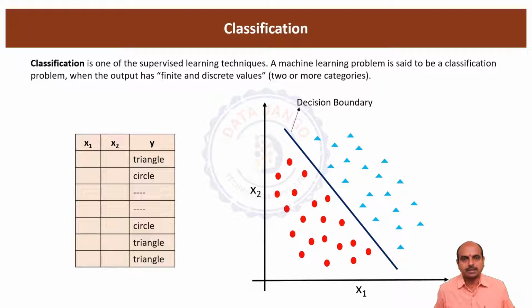Hello and welcome back. We know that in machine learning there are two kinds of supervised learning problems: regression and classification. So far we have seen the end-to-end process of solving a regression problem. In regression, the target variable will have continuous values. That means it can be between minus infinity to plus infinity.